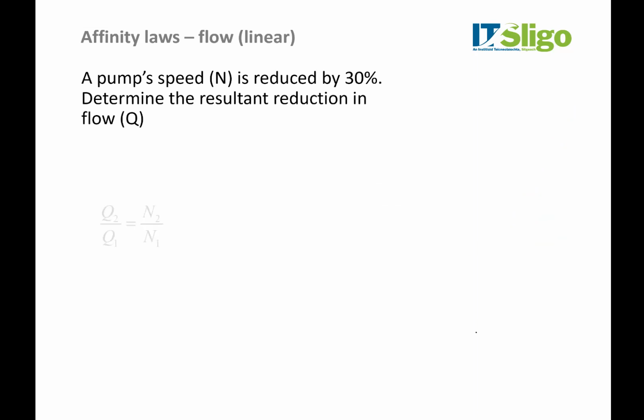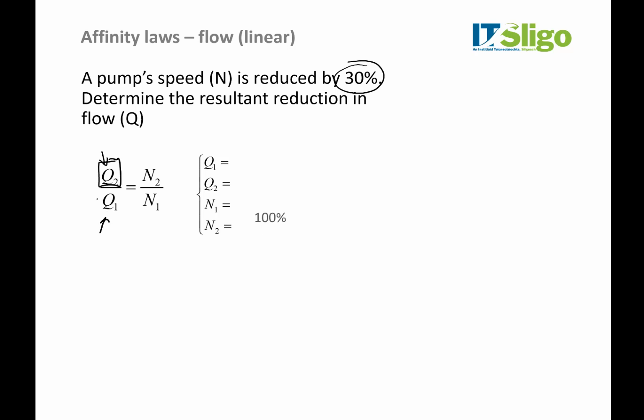So we'll take a look at a linear scenario. A pump speed is reduced by 30%. So we know all the values. What we're trying to feed in here is the new flow, which we don't know, but we do know the old flow. Well, the old flow was 100%. The new speed is 70%. We're reducing by 30%. Sorry, I'll write these in and I'll actually come back and do this one again.